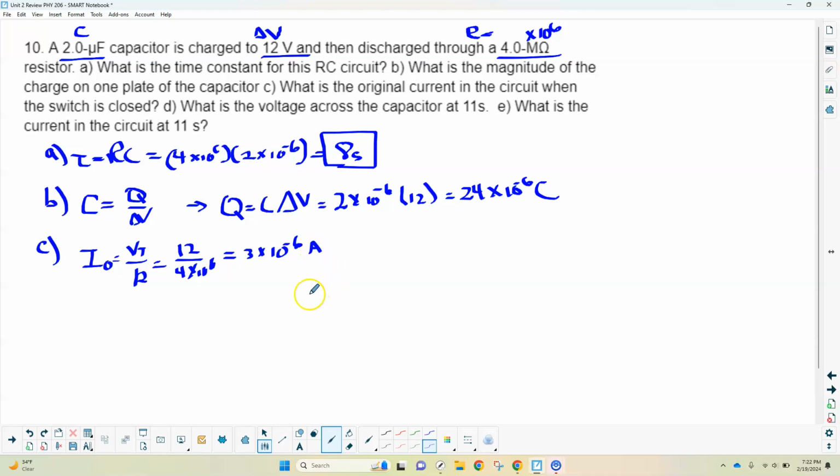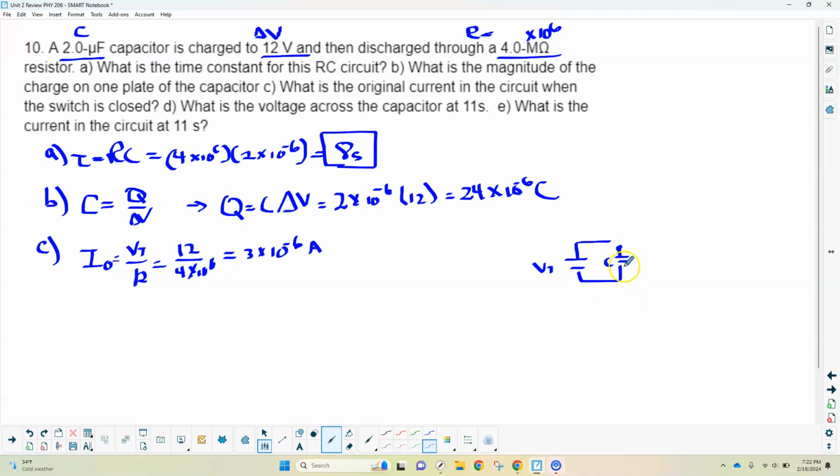All right. Part D asks, what is the voltage across the capacitor at 11 seconds? And then part E wants to know what's the current in the circuit at 11 seconds. So we are discharging because we are starting out with a battery. I'll draw this out. So we have a battery hooked up to a capacitor, so we have parallel plates, that's the capacitor. And there's a switch here, so we can change it.